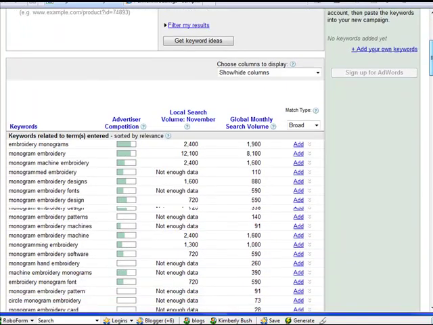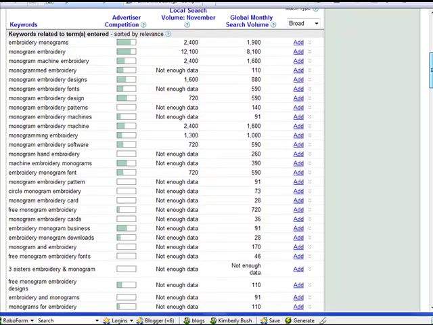Okay, so here we go. Now we start to break things down more specifically. Monogram embroidery, 8,000. Embroidery monograms, and then with an S on the end, you can see it searched for less. Monogrammed embroidery. So this gives you an idea of what types of things people are typing in. Now these numbers are not exact. Please don't count on them being exact. It's meant to give you an idea. Generally speaking, monogram embroidery is going to be searched for more often than with the S on the end. So that's something to keep in mind.